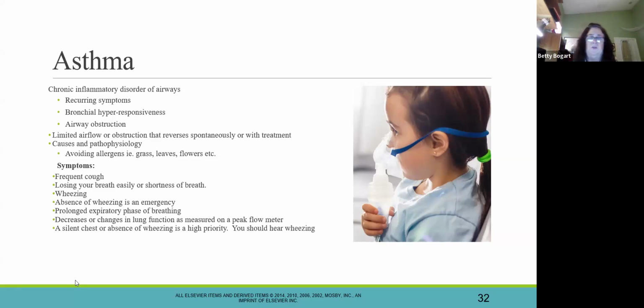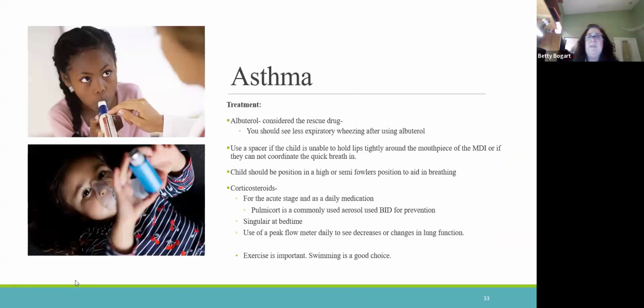Now, one of the things, and it was one of your discussion questions, all about that peak flow meter. We encourage asthma patients, especially those brittle ones, to be checking their peak flow every day. And if they see the numbers going down, give an aerosol, open the lungs, be preventative, right? Albuterol is your rescue. The spacers are great for young kids and even adults who can't push and inhale and walk at the same time, right? It's a great thing. I've seen it used in all different ages.